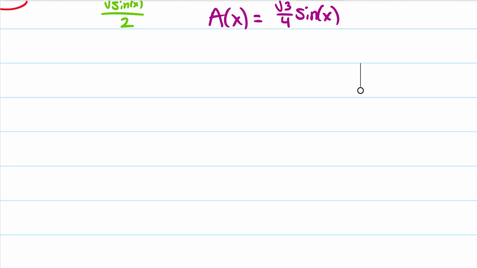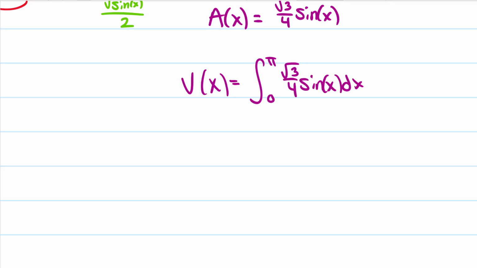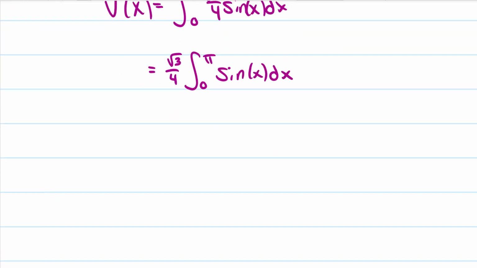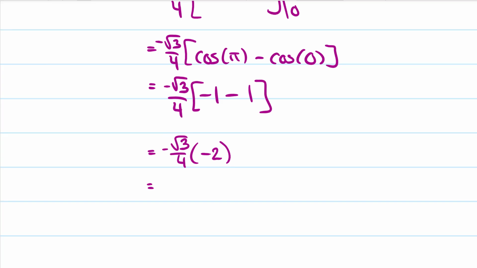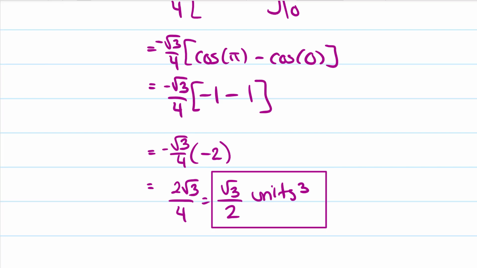To determine volume, all we have to do is integrate. So the volume is the integral from 0 to pi of the square root of 3 over 4 times sine of x dx. When we integrate, we pull out the constant. You get square root of 3 over 4 times the integral from 0 to pi of sine of x dx. Now all that's left to do is integrate. So here we go. And we get radical 3 over 2 units cubed.